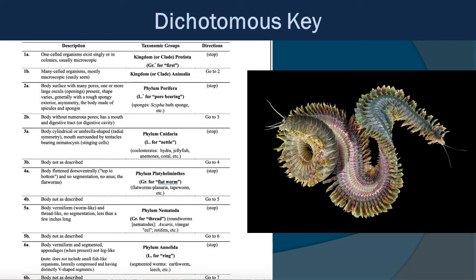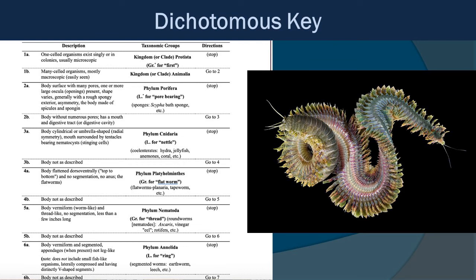So question number 3, A and B. Question 3A: body cylindrical or umbrella-shaped, radial symmetry, mouth surrounded by tentacles bearing nematocysts or stinging cells. That is not the case here. They're antennae, but they are not tentacles. So we are going to go to 3B, body not as described, so we're going to go to question number 4. Now, question number 4, A and B: we have a flattened dorsoventrally body and no segmentation. We definitely have segmentation in ours, and it's not flattened, it's more round. So we're going to go to 4B, body not as described.